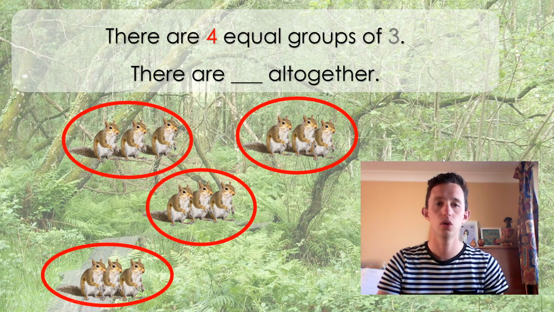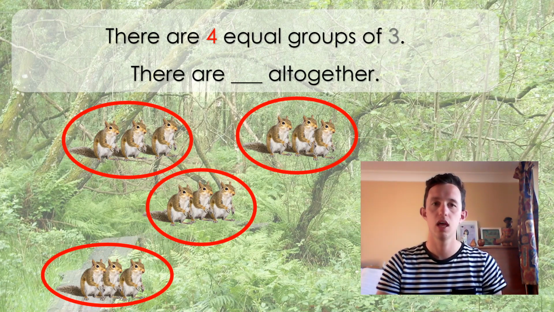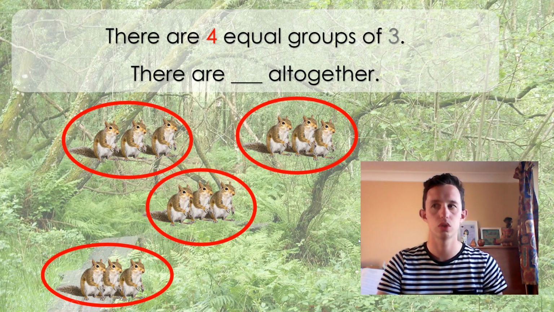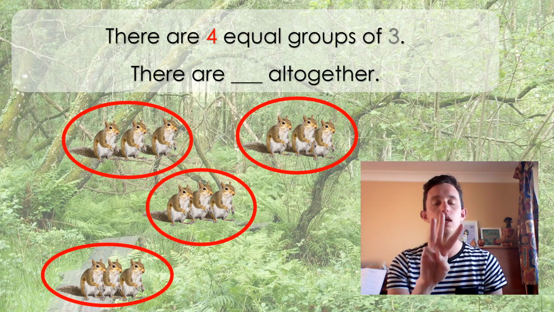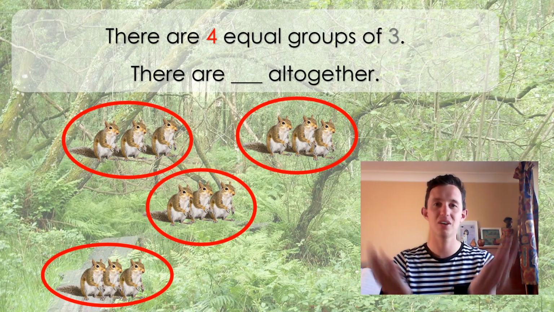And the last one. Oh, the first bit's been done for us. There are four equal groups of three. One, two, three. One, two, three. One, two, three. One, two, three. So they're equal, and there are four circles. So that means there are four equal groups of three.